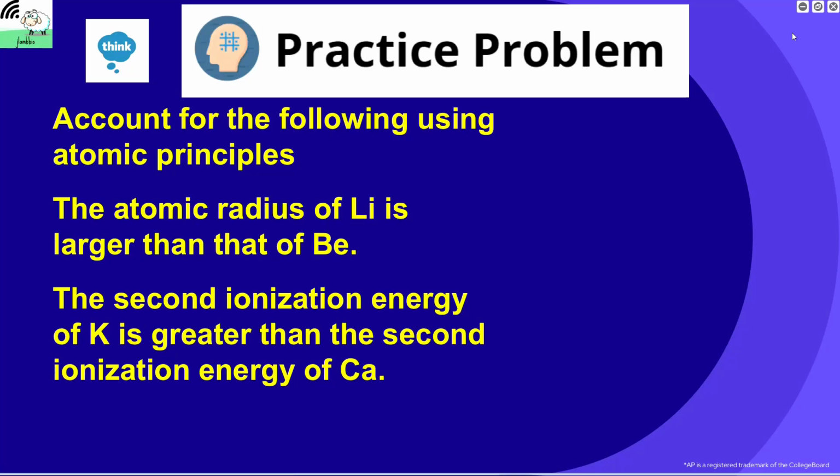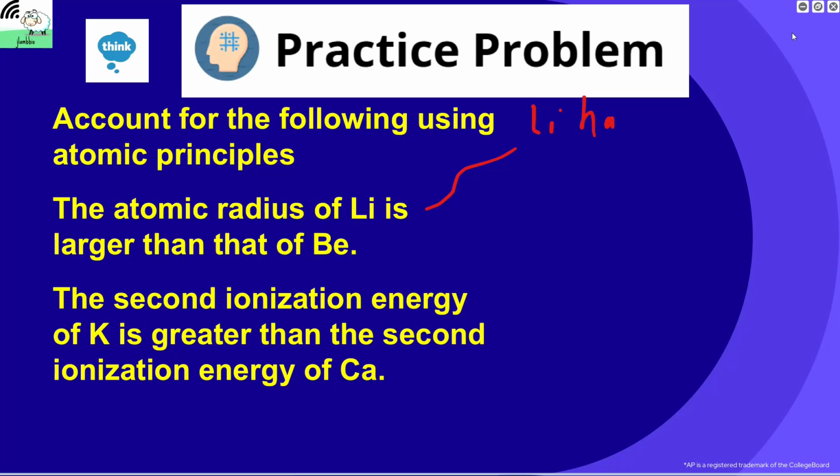All right, so as I mentioned before, we're going to account for the following using atomic principles. Let's just start with the first one here. This is that the atomic radius of lithium is larger than that of beryllium. So start off with your claim.